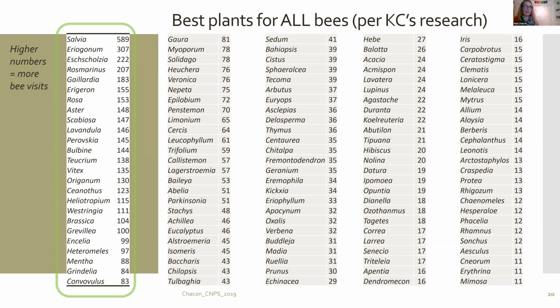And these are the best plants for all bees. So this includes European honeybees. I know you guys are keen on the natives, and that is a good thing. But I have to say, I think European honeybees are naturalized here. I don't think they're going to go away. They're having some issues with their populations, that's for sure, but they've naturalized.